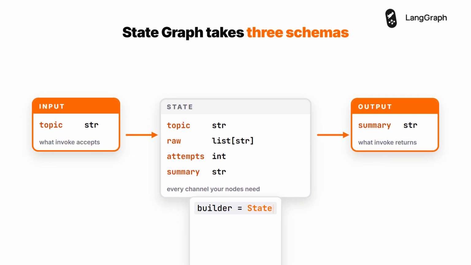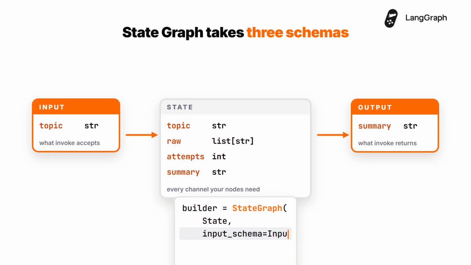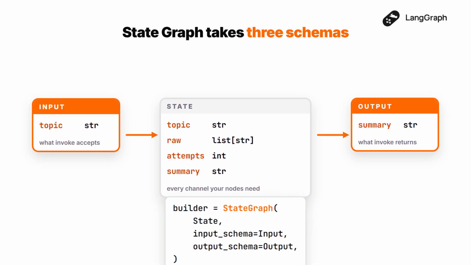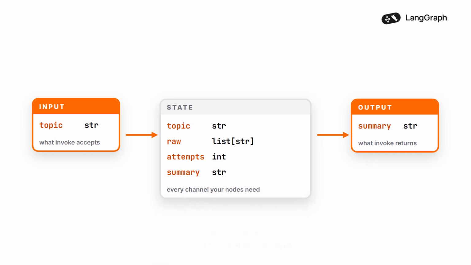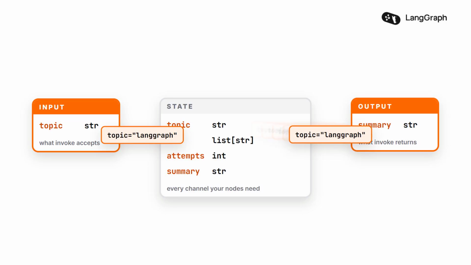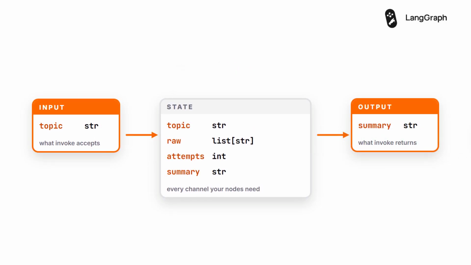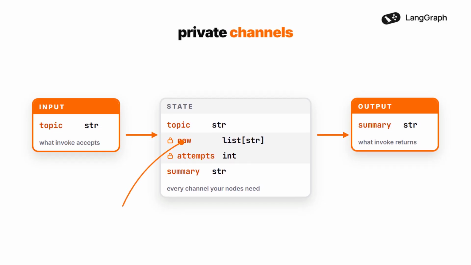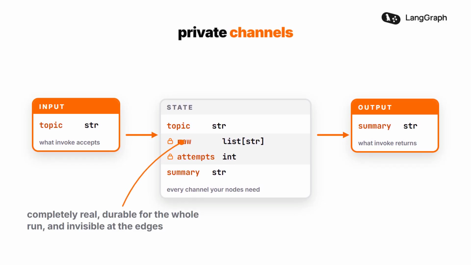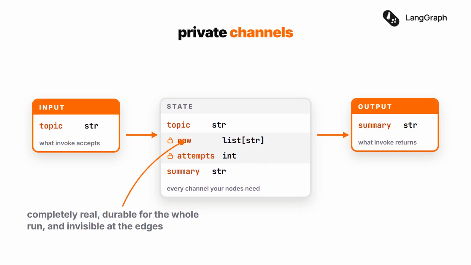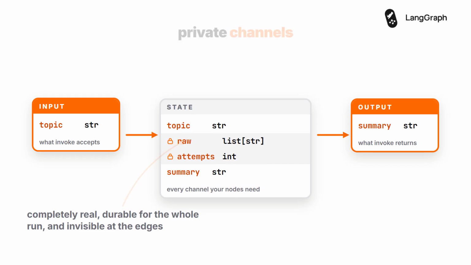Here, the internal state has 4 fields. Input is a single field, topic. Output is a single field, summary. The caller writes invoke with just a topic and gets back just a summary. That raw list and the attempt counter still exist while the graph runs. Both are simply invisible at the edges. Hidden fields like those are called private channels. They are real. They persist for the length of the run and they keep the public surface of your agent small.